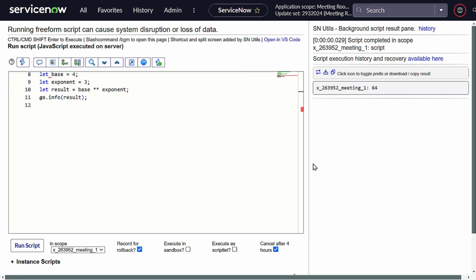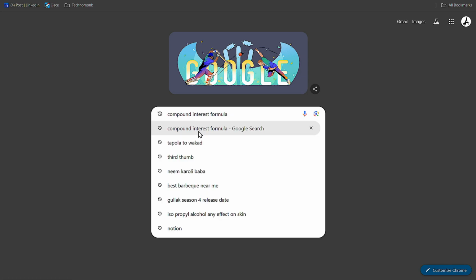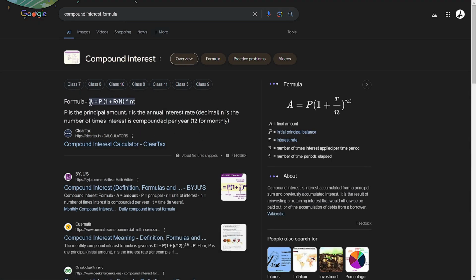Let me just recall the formula for compound interest. I was searching that out, but I forgot. A equals P times (1 plus R by N) raised to N times T. So what exactly is each term? A is the amount accumulated after the years, which we want to calculate, including interest. P is the principal amount, which will be 1,000 in our case. R is the annual interest rate of 5%, or we can consider it 0.05. N is the number of times interest is compounded per year, which will be 1, and T is the number of years the money is invested. We want to look at a horizon of 3 years, so it will be 3.